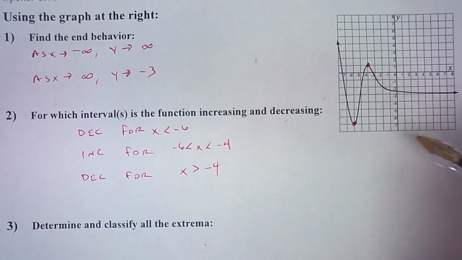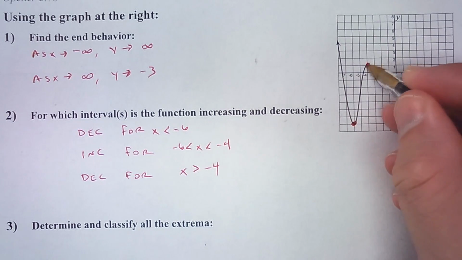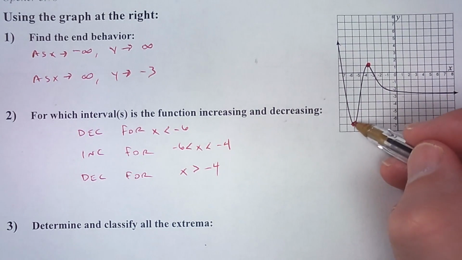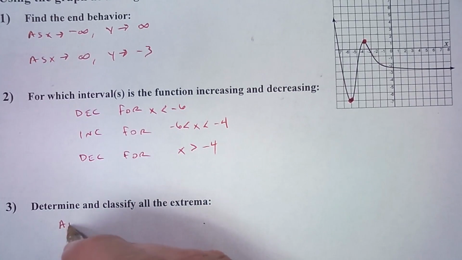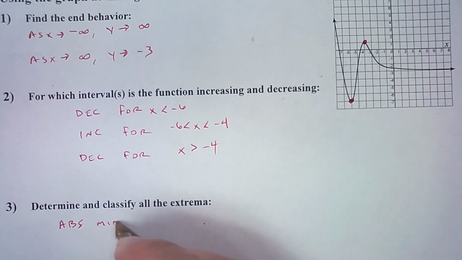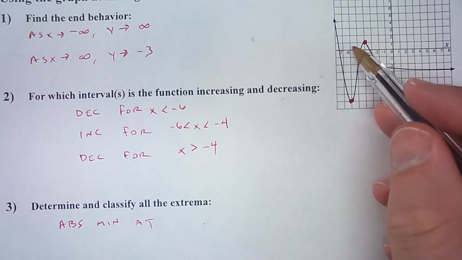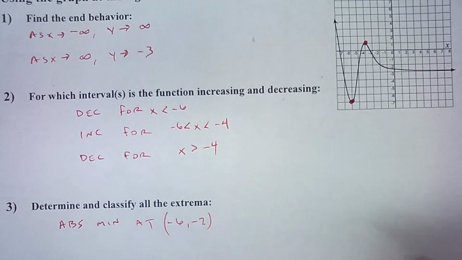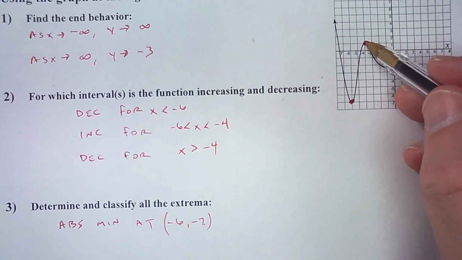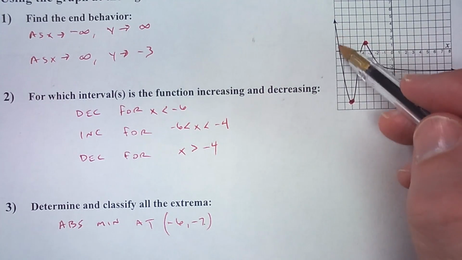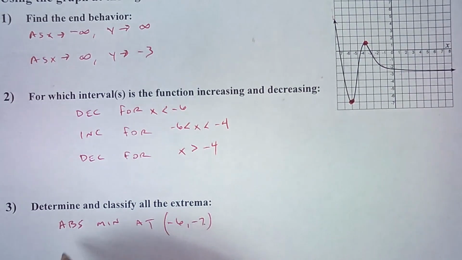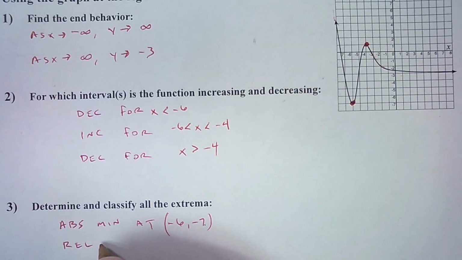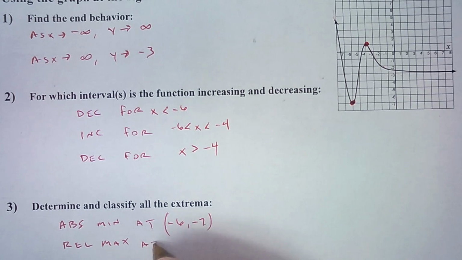And the extrema, I see two of them, and they're already highlighted here. Okay, now this graph will never go any lower than this point, so there is an absolute minimum at -6, -7. Okay, then there's a maximum here, but it's not the highest the graph will ever go. It goes higher over here, so there is a relative maximum at -4, 1.